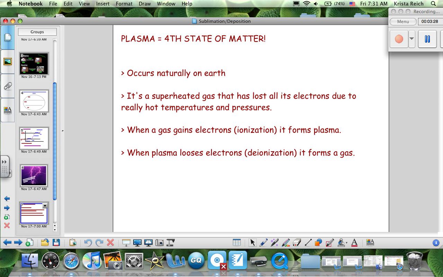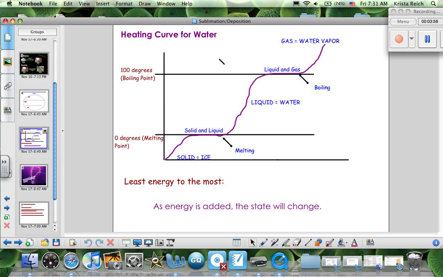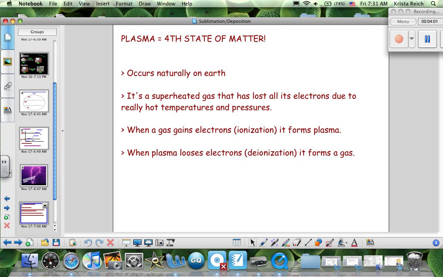Some examples in the universe: it's actually the most common state of matter in the universe. Over 99% of our universe contains matter that is made from plasma. The stars, the sun, which is a star, a lot of nebulas and things that occur in the universe are made of plasma. Plasma is a superheated gas. So take this chart, and it's way up here, plasma. It's a superheated gas.